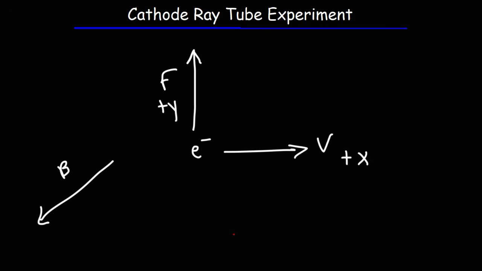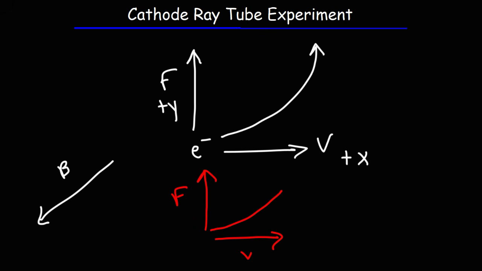Now, the electron is moving towards the right, but it feels a force that is accelerating it in that direction. Where will it go? In this case, it's going to turn. It's going to deflect in this direction. And notice that you could extend this to make a circle. So by calculating the radius of curvature and knowing the strength of the magnetic field and the strength of the electric field, you can actually calculate the charge to mass ratio.